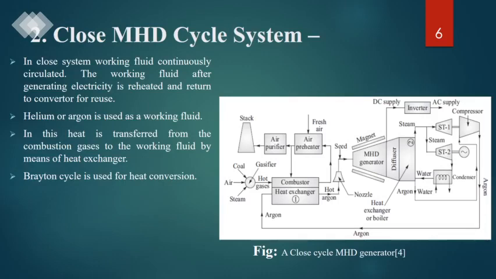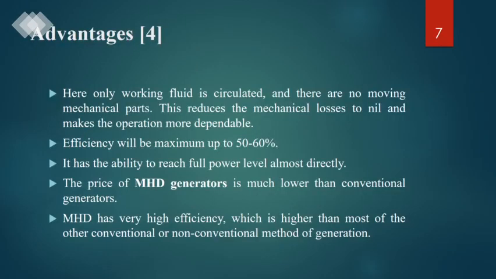Further, the advantage of the cycle is that the efficiency will be maximum, up to 50 to 60%, compared to other renewable energy sources. The efficiency of this MHD cycle will be maximum, and mostly it is used where there is a power plant of the cycle. So the initial setup cost will be less if a power plant is already available. It has the ability to reach full power level almost directly. You can see the maximum up to 50 to 60%. So it's full power level. You can assume that it is very high.